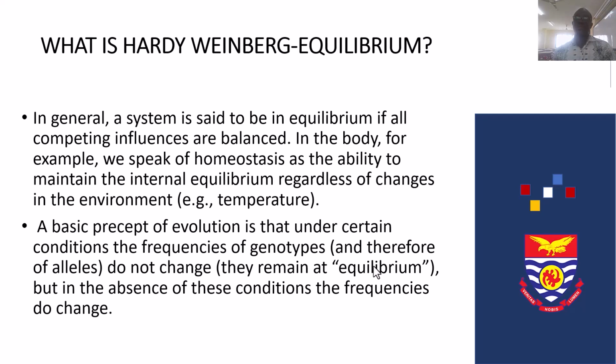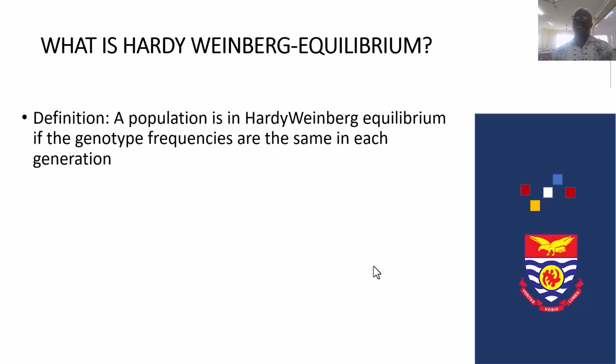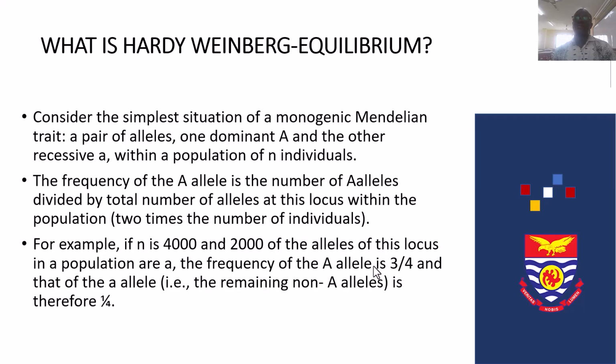A basic precept of evolution is that under certain conditions, the frequencies of genotypes, and therefore of alleles, do not change. They remain at equilibrium, but in the absence of these conditions, the frequencies do change. Definition: a population is in Hardy-Weinberg equilibrium if the genotype frequencies are the same in each generation.